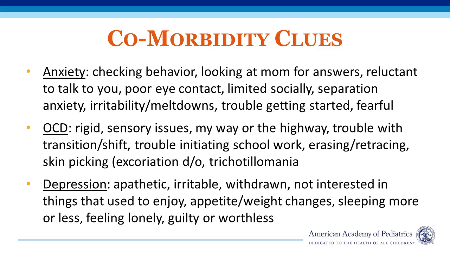So comorbidity clues: anxiety, checking behavior, the kid that looks at mom every time you ask her a question, reluctant to talk to you, poor eye contact, limited socially, not because they don't want to have friends, they want to have friends, but they're embarrassed or they're too fearful of putting themselves in a social environment. Separation anxiety, irritability, meltdowns, and trouble getting started.